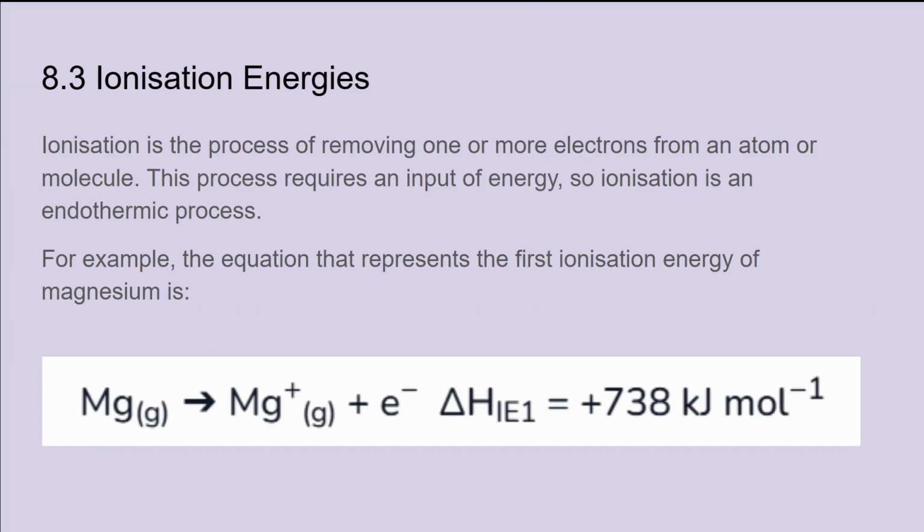Okay, so now moving on to 8.3, which is ionization energies. Ionization is the process of removing one or more electrons from an atom or molecule, and this process requires an input of energy. So ionization is an endothermic process. And here you see the equation that represents the first ionization energy of magnesium. The reason I say first is because you can ionize multiple times, and I'll go on to that later. And when you write the equation, it always has to be positive ion plus an electron, because you can't take away an electron in an equation.